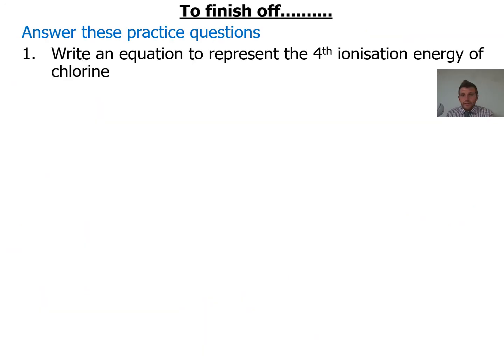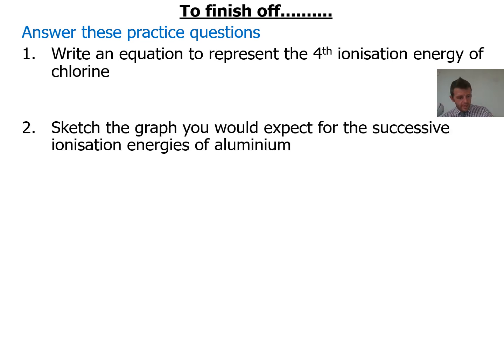This is, I believe, the last one. Write an equation to represent the fourth ionization energy of chlorine. I'm not going to do this for you. I want you to give it a shot on your own. HL. Sorry, this is HL. Sketch the graph you would expect for the successive ionization energies of aluminum. Once again, this is HL.